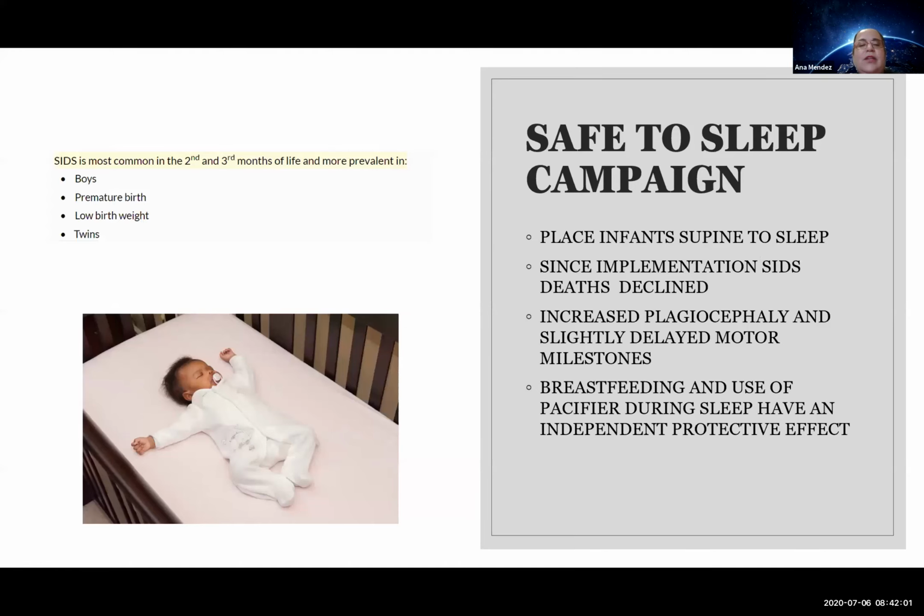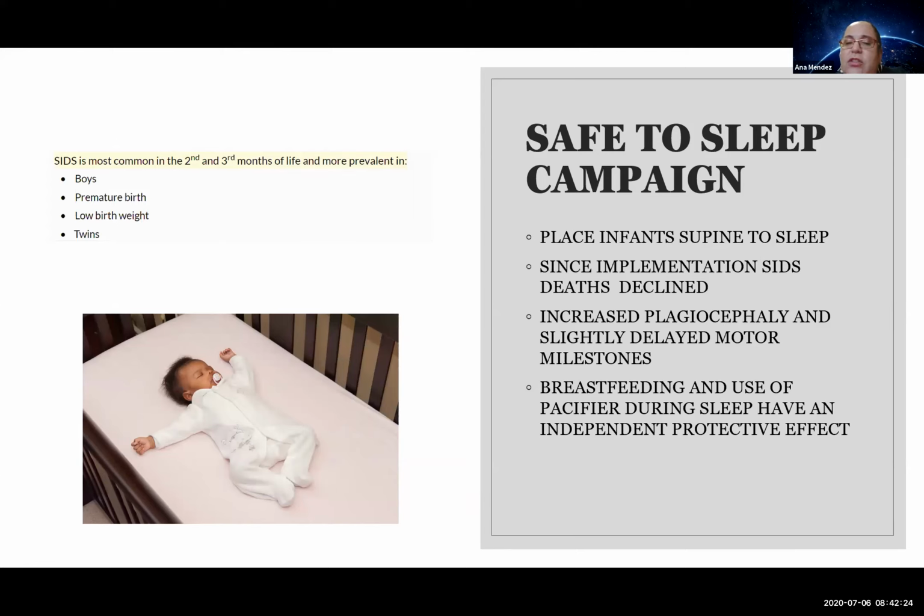Sleep. So, SIDS is common in the 2nd and 3rd months of life and more prevalent in boys, premature birth, low birth weight, and twins. There's a Safe to Sleep campaign by the AAP for many years. And this is why we have to speak to parents about placing infants supine to sleep.